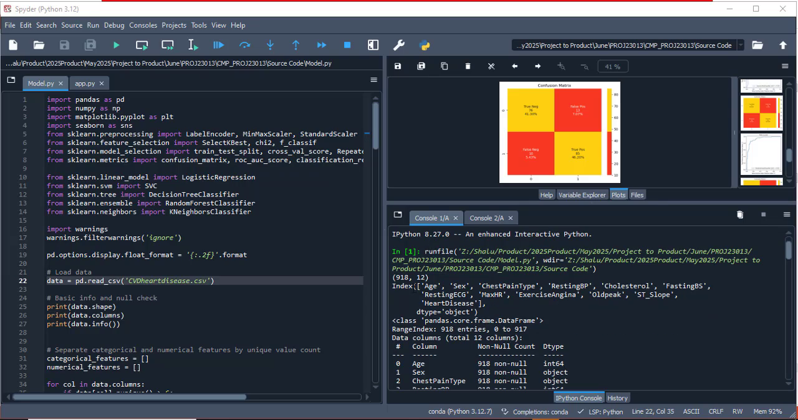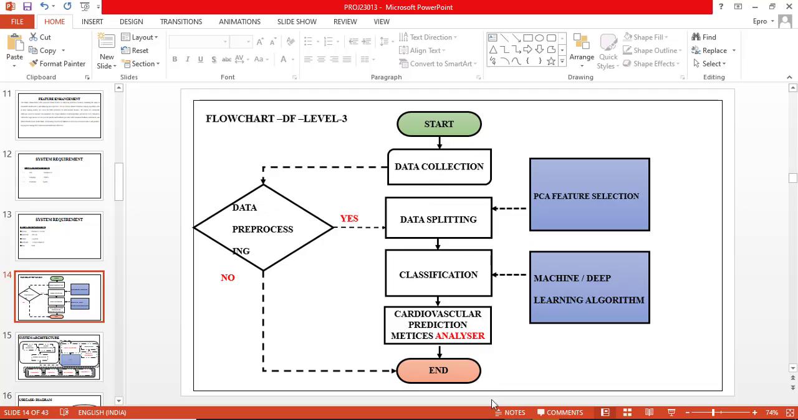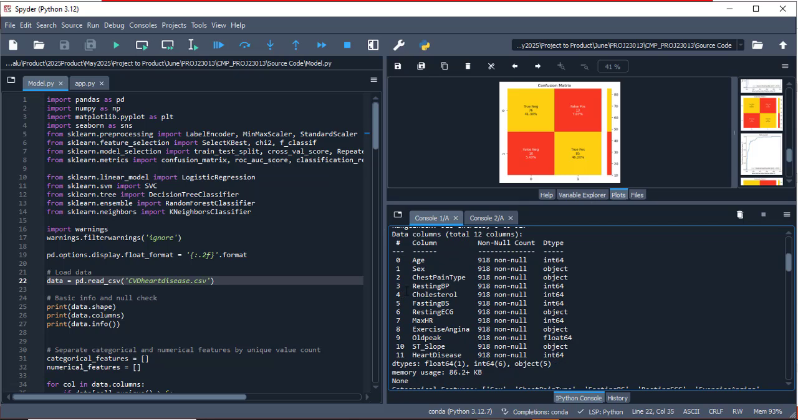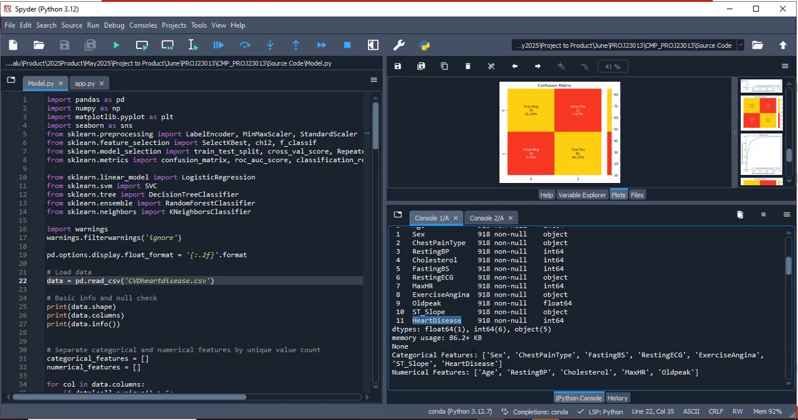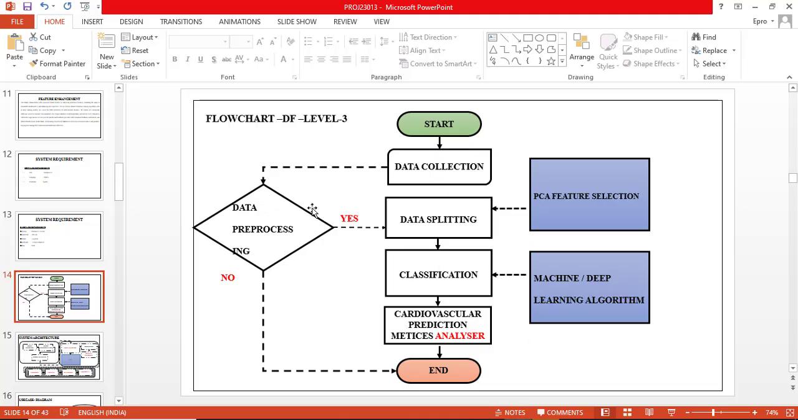We have checked it in our project execution. First we read the dataset, that is data selection. Totally 11 categories are entered: age, sex, chest pain, resting BP, cholesterol, fasting BS, resting ECG, max HR (heart rate), exercise angina, old peak and ST slope, and finally whether heart disease will occur or not.